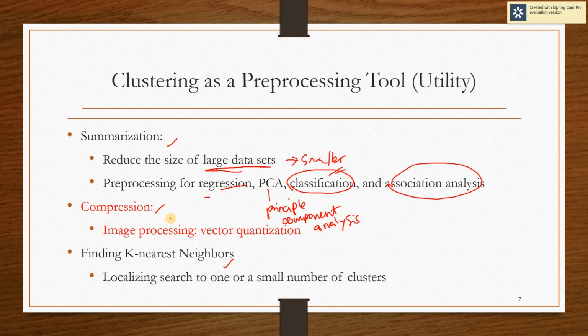For example, you apply clustering to image processing. So you are going to have those factors, quantization. You can also find the k-nearest neighbor. K-nearest neighbor is a part of classification, where you use the clusters to localize searching to one or a small number of clusters.